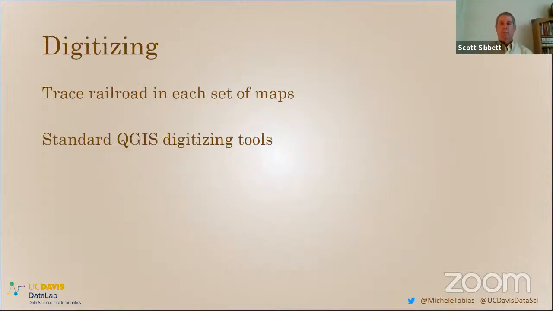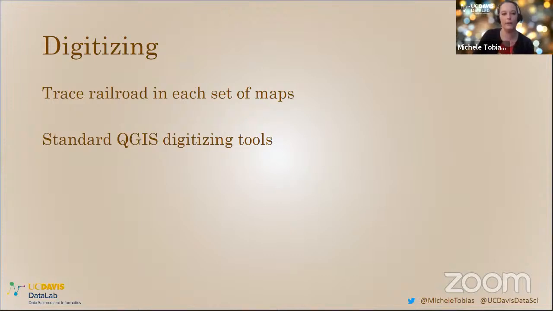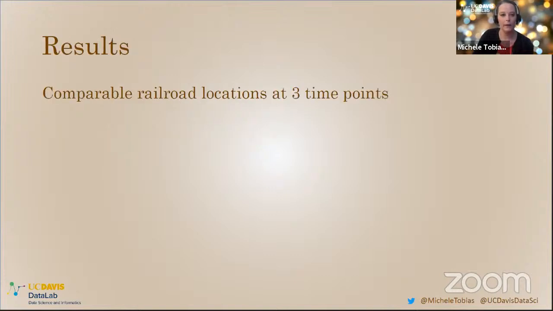So I was pretty resistant to making that change, but we ended up doing that, and I think it really helped. The final step was digitizing the railroad and tracing the railroad in each set of maps. And we use the standard QGIS digitizing tools for that. That was probably the easiest part. And then the result of this is locations for the railroad at 3 time points that we can compare.